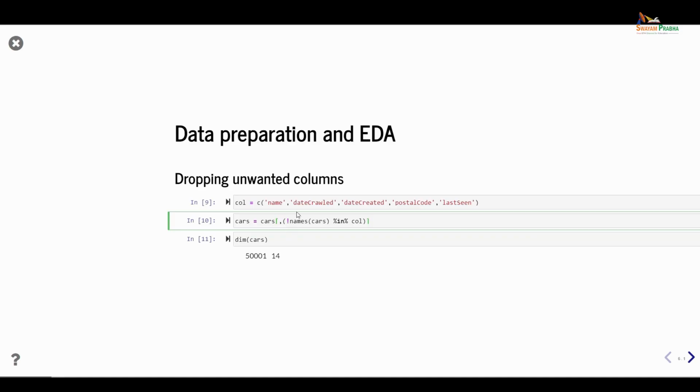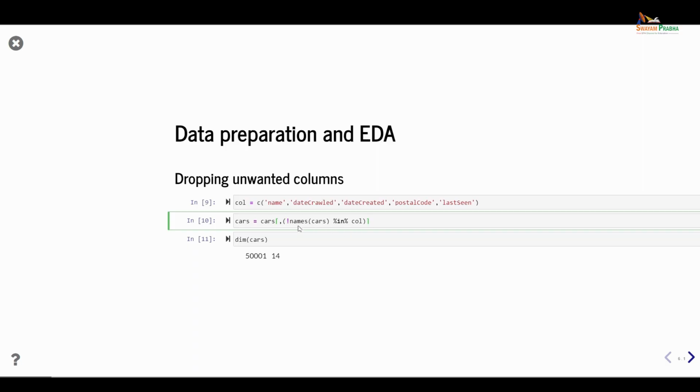Now let's take an instance here. Let's take the first variable in our data, which is date crawled. Names of cars gives you column names in the order in which they are found in the data frame. So the first variable is date crawled. It will check for date crawled from the cars data frame, and if that column name is present in col, it will basically drop it from the original data frame, which is cars.